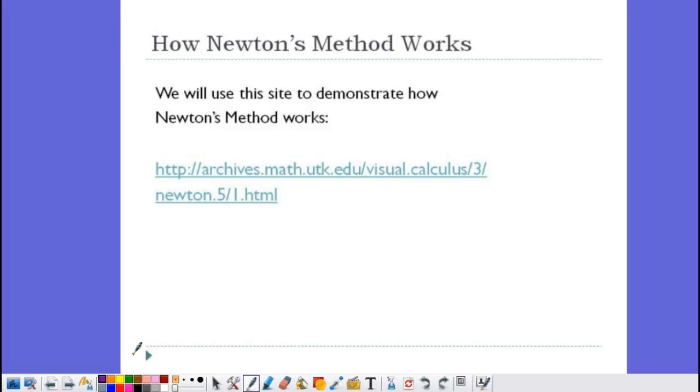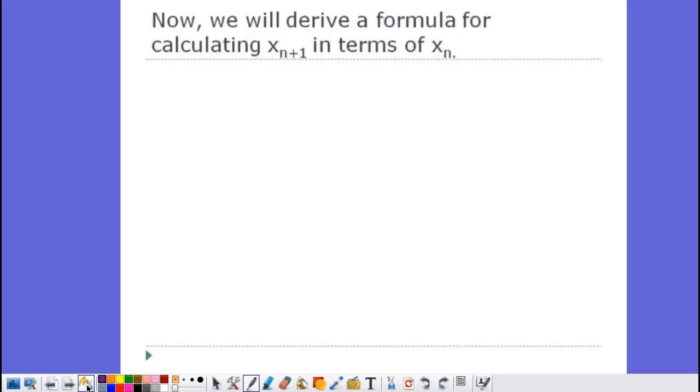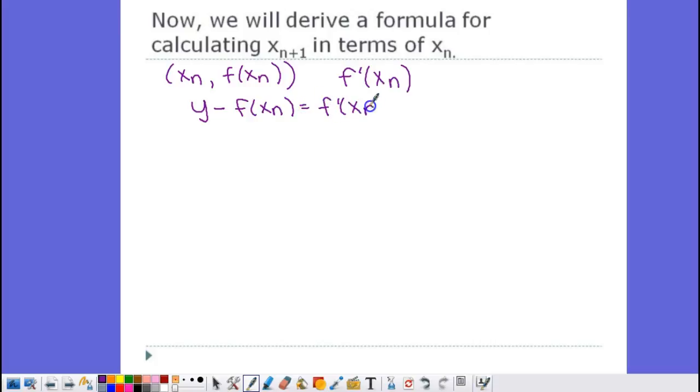So let's go through the process of deriving where this comes from, because it's more helpful to see where it's derived than to simply be given it. Let's start by assigning ourselves the tangent line. We have the point on our tangent line, x_n, f of x_n, and we look at the slope at that point, the derivative at x_n. We'd use the tangent line in point-slope form: y minus f of x_n equals f prime of x_n times the quantity x minus x_n.